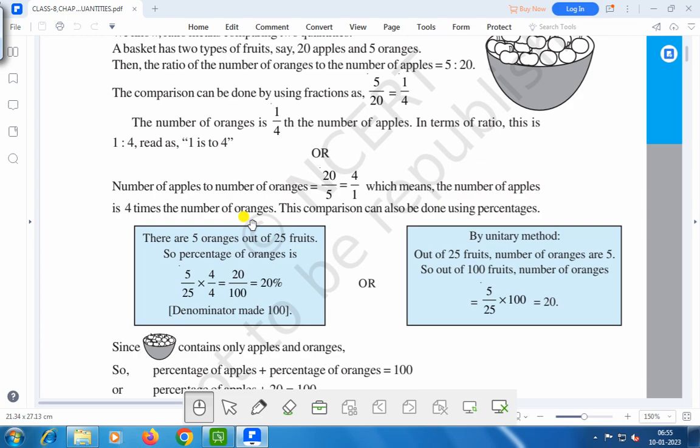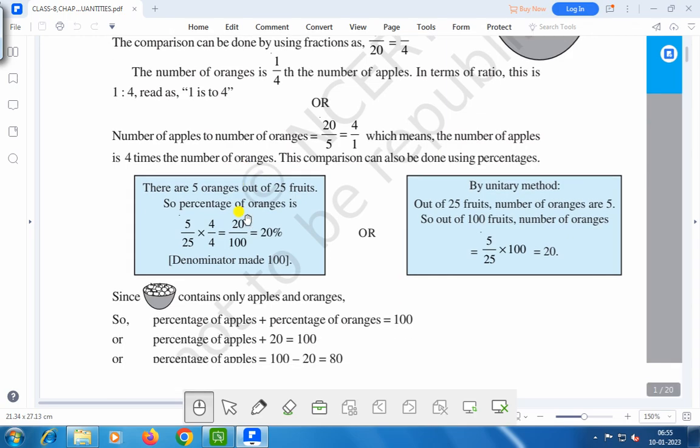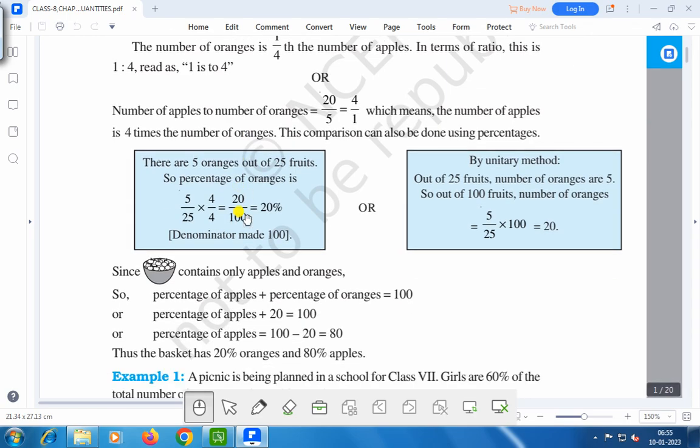This comparison can also be done using percentage. Here you see, there are 5 oranges out of 25 fruits, that is 5/25 × 4/4, that is 20/100, that is 20%. The denominator is made 100. Out of 25 fruits, the number of oranges is 5. So it is 5/25 × 100, that is 20, by the unitary method.